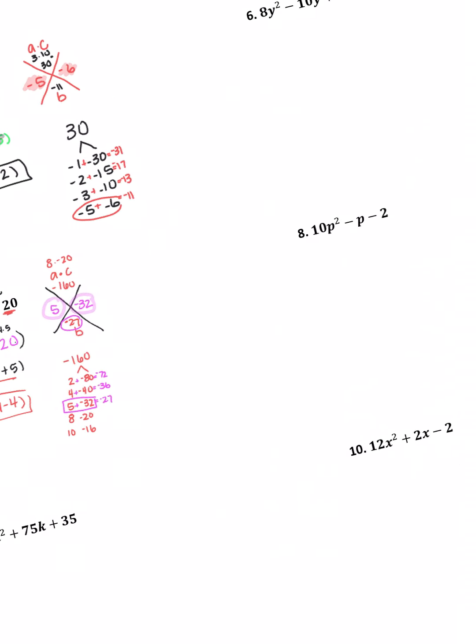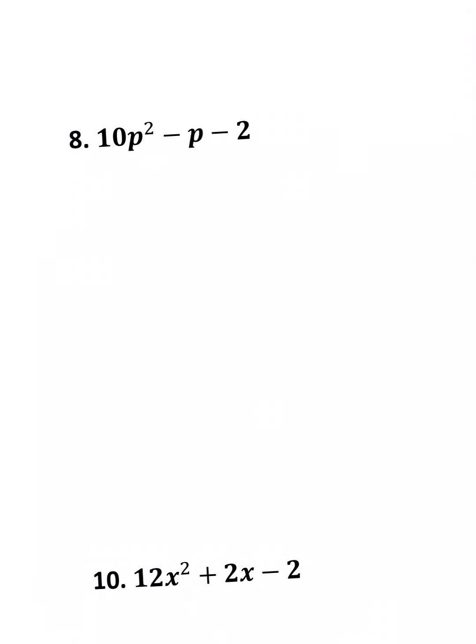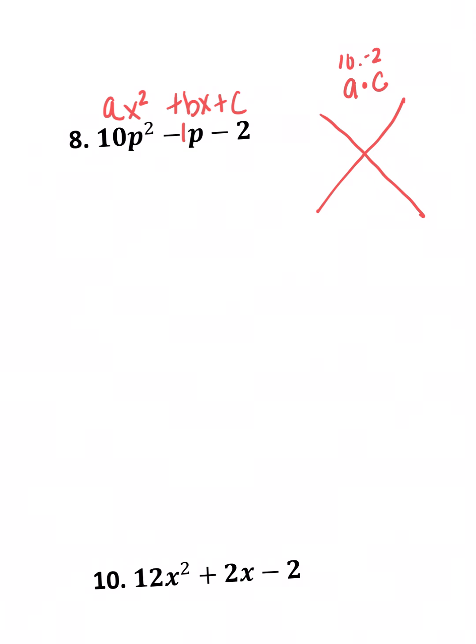All right, go ahead and try number 8. Keep in mind, since there isn't a number in front of this p, this is like a 1, so your b value is negative 1. It multiplies to get a times c, so 10 times negative 2, which is negative 20, and adds to get b. So write down all your factors of negative 20. Keep in mind, you're adding to get a negative, so it's just like the one I just did: your bigger number has to be negative.